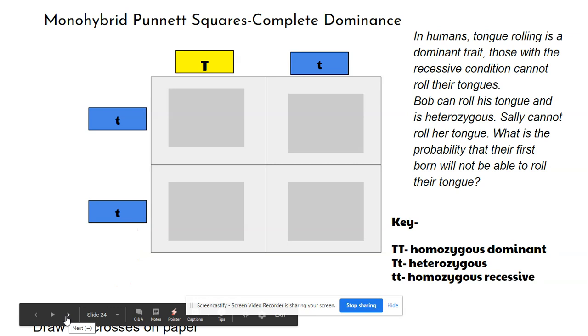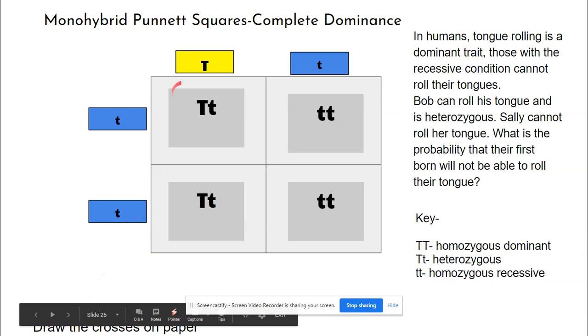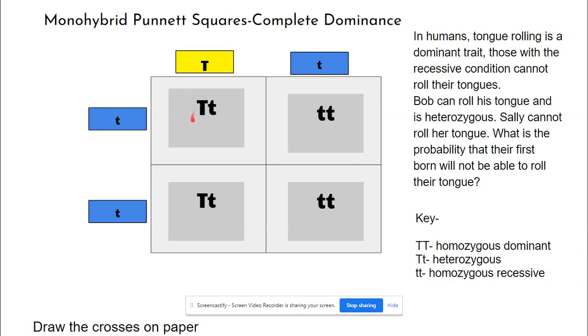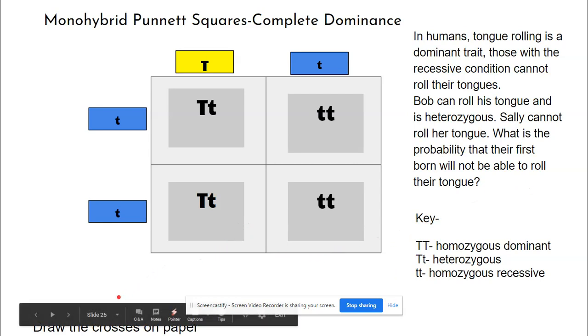The next step, you got it, we're going to fill in the squares. So double check your work. Filling in the squares. Okay, now I want you to pause for a second and see if you can figure out what the probability is that their firstborn will not be able to roll their tongue. What's the likelihood or the probability?